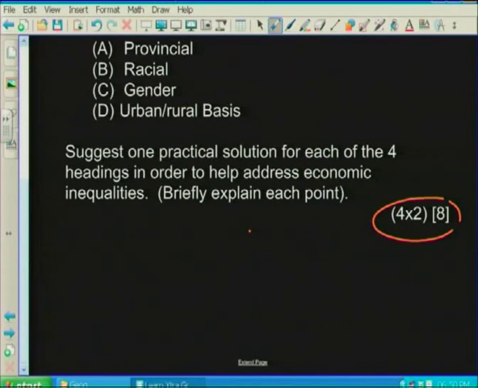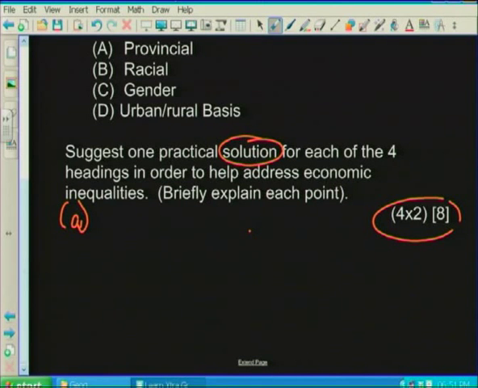Now, remember, in this question we have to give quite a lot of detail because it's a 4 times 2, 8 mark question. There are 4 headings or 4 things they want you to talk about, respectively: A, provincial issues, B, racial, C, gender, etc. So when you're talking about each one in turn, make sure you write enough, a whole sentence or 2 sentences explaining, justifying or elaborating on what needs to be done. And remember, the key word here is solution.